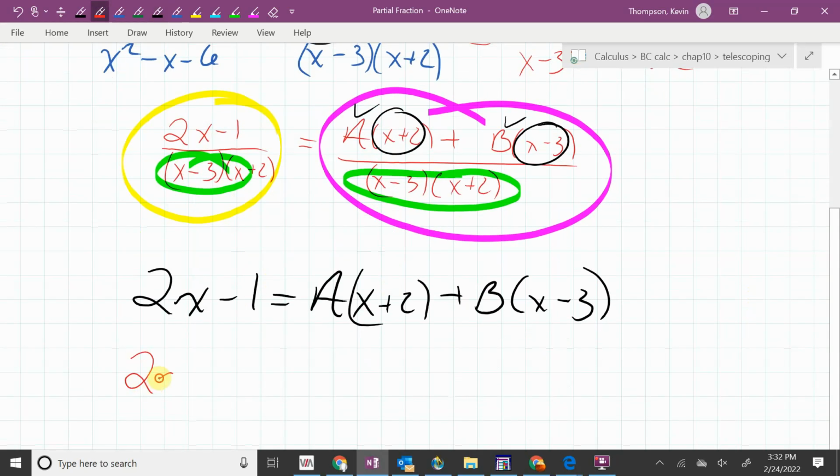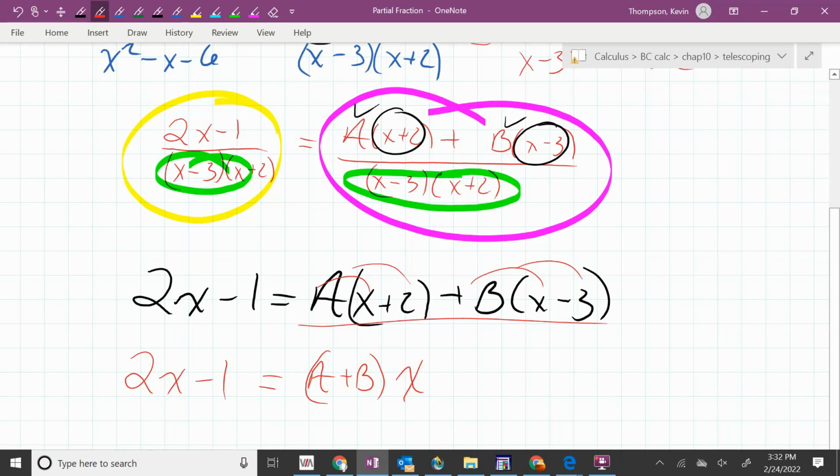So 2x minus 1. This is the left side. Multiply this out. Distribute, distribute. Now, there's going to be a couple like terms there, right? There's an AX and a BX. And they're being added together. So isn't it A plus B quantity times X? I'm going to factor an X out of those two pieces. And then I'm going to have an A times a 2, and then a B times a negative 3. And so I'm just going to write 2A minus 3B, and maybe, for emphasis, put that in parentheses here.